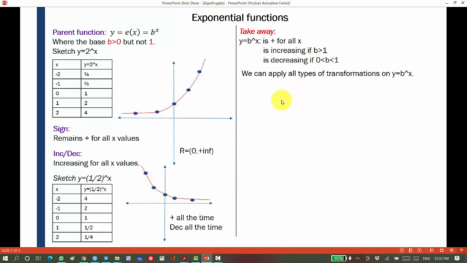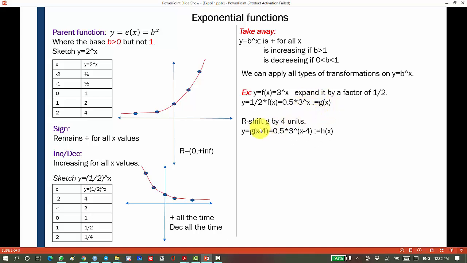We can apply all types of transformations to the parent function y is equal to b to the power x. For example, let's start with the parent function y is equal to 3 to the power x expanded by factor 1/2. That means we multiply the function by 1/2, that is 0.5 times 3 to the power x. Let's name this function g of x, and then shift it by 4 units to the right. We get g of x minus 4, which is 0.5 times 3 to the power of x minus 4.